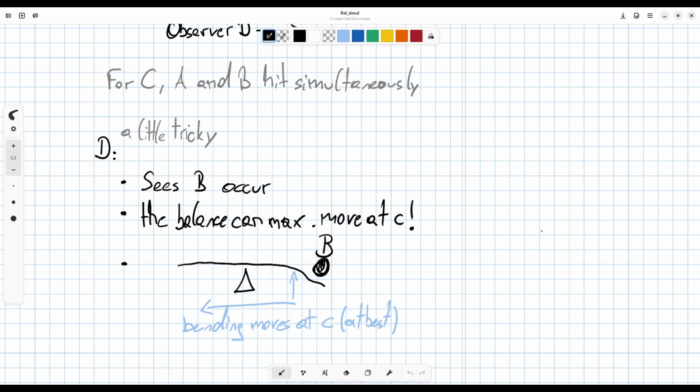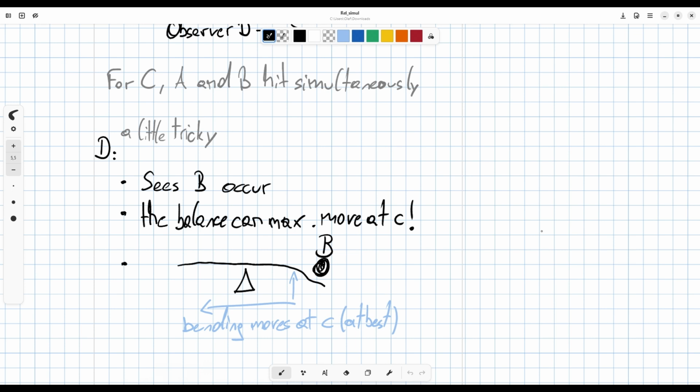Right, let's call him Daniel. Daniel rides along the train alongside the balance beam, and of course, first of all, he sees B occur because of relativity of simultaneity. Now, I've drawn the balance beam here to be bendable. It doesn't, of course, need to be. I just want to signalize that the material responds to B.